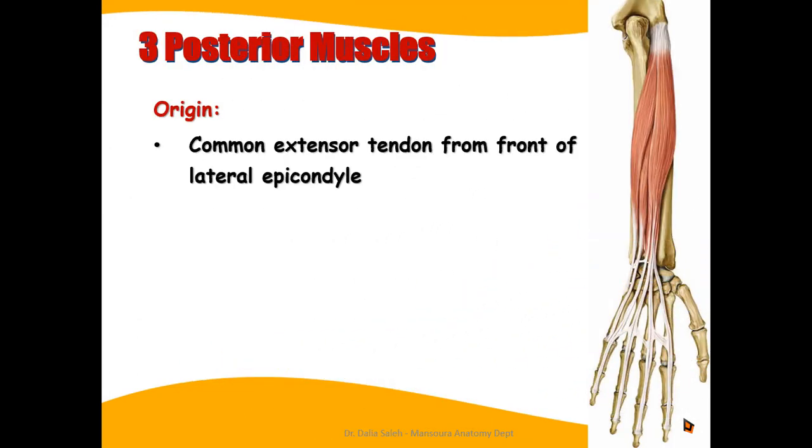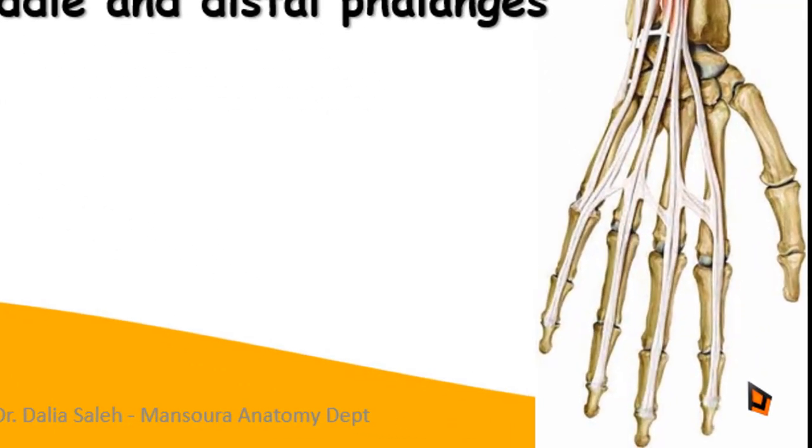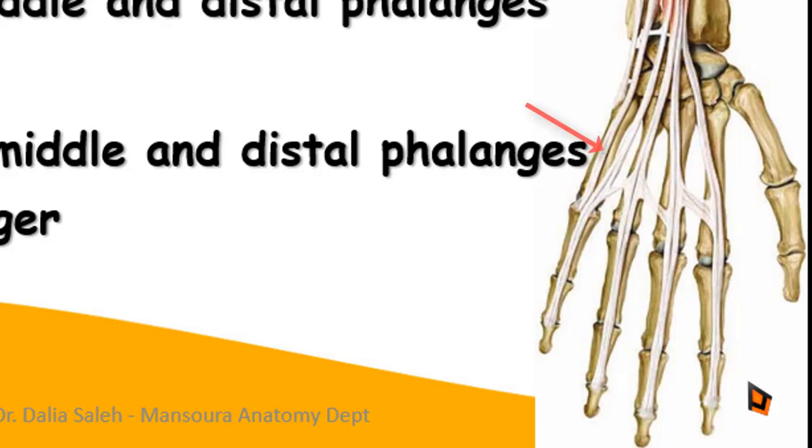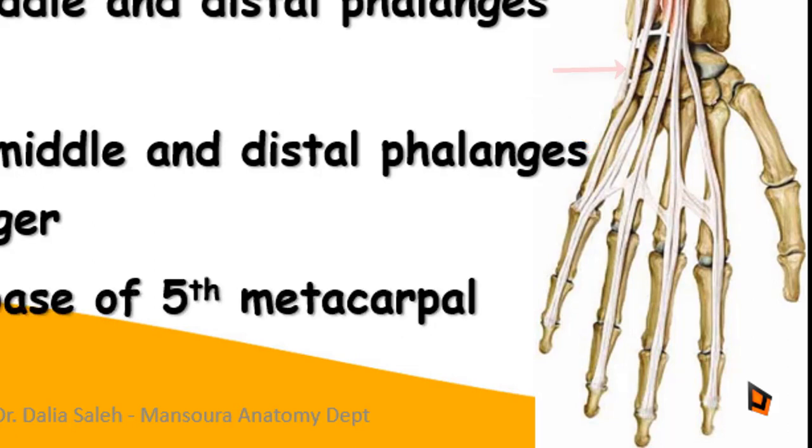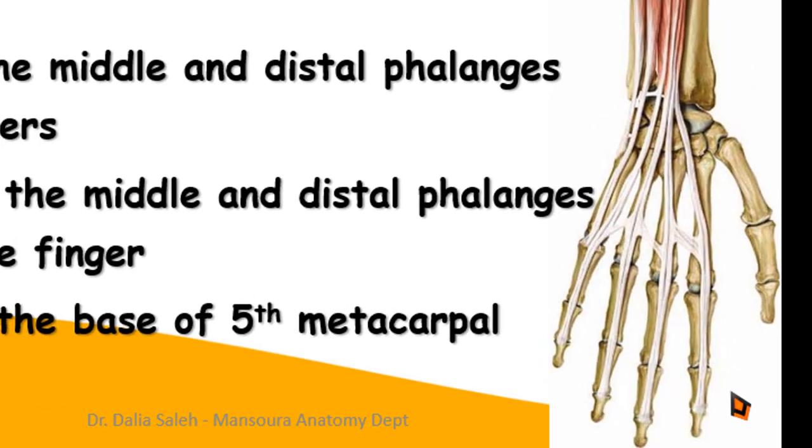These 3 muscles, as I mentioned, take origin from the common extensor tendon from the front of the lateral epicondyle of the humerus, and their insertion differs. So the extensor digitorum inserts at the middle and distal phalanges of the fingers, while the extensor digiti minimi to the middle and distal phalanges of the little finger, and the extensor carpi ulnaris to the base of the fifth metacarpal bone. So you can figure out their insertion from their name.